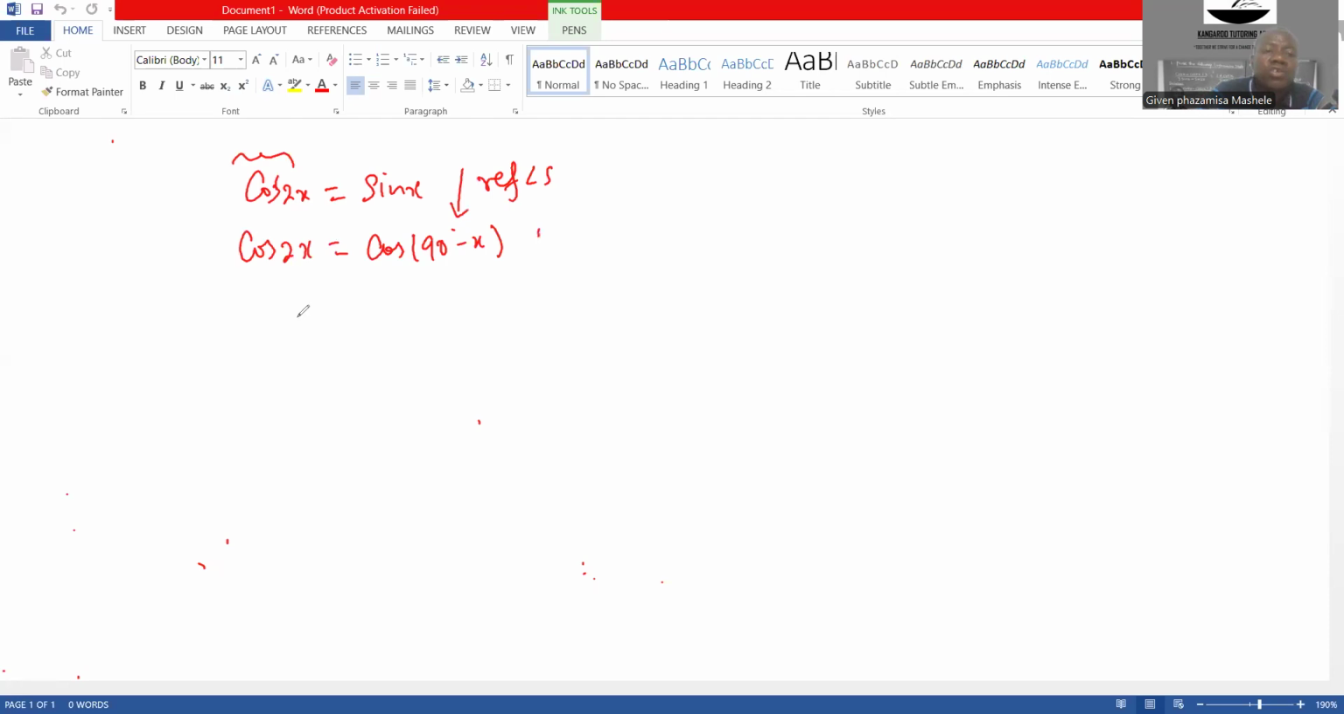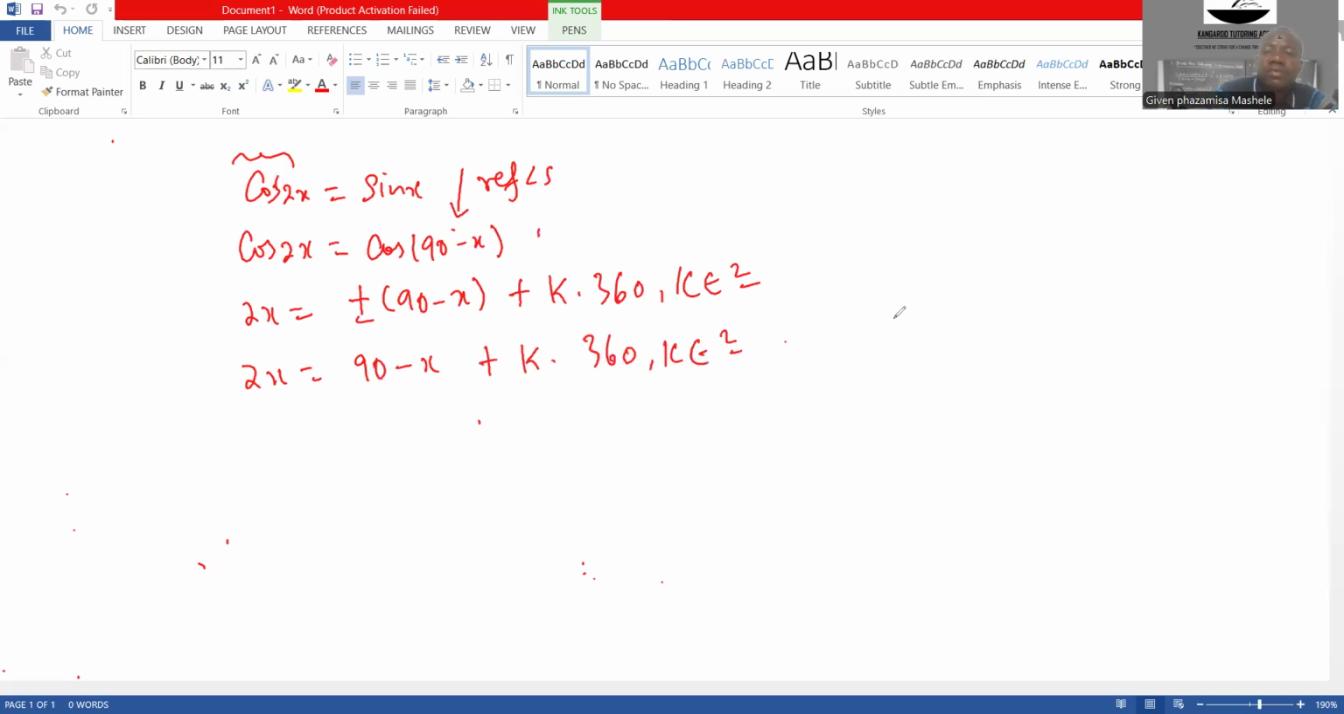Since we remain with cos, we know cos always has two solutions. So we're going to say 2x is plus or minus (90 minus an angle) plus k times 360, where k is an element of integers. Then we have 2x equals, multiplying by positive first, 90 minus an angle plus k times 360, where k is an element of integers. And the second one, we multiply by negative, so we have negative 90 plus x plus k times 360, where k is an element of integers.